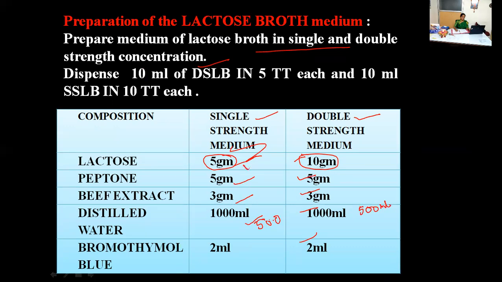500 ml means 5 gram for 1000 ml. How much for 500 ml? You should do the cross multiplication for all these things and prepare this particular concentration for 500 ml.